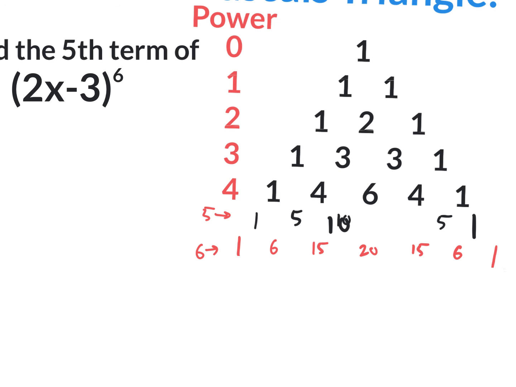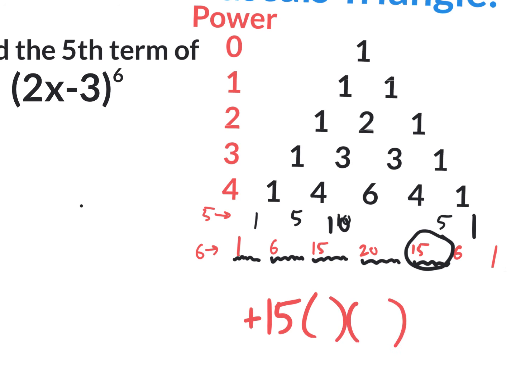So we have our first term followed by two parentheses, our second term followed by two parentheses, our third term, our fourth term, and our fifth term followed by two parentheses. So I need to focus in just on this one. So my fifth term will be plus 15, parenthesis, parenthesis.